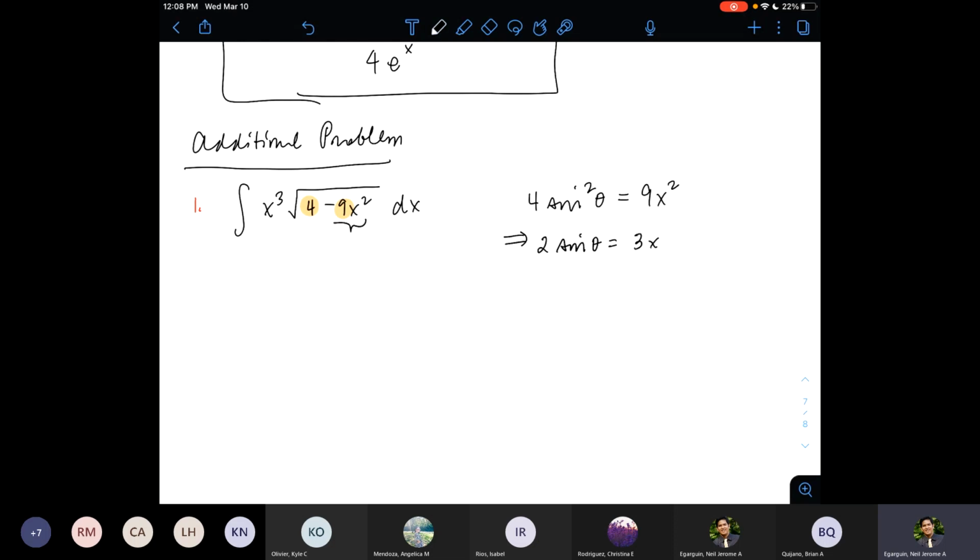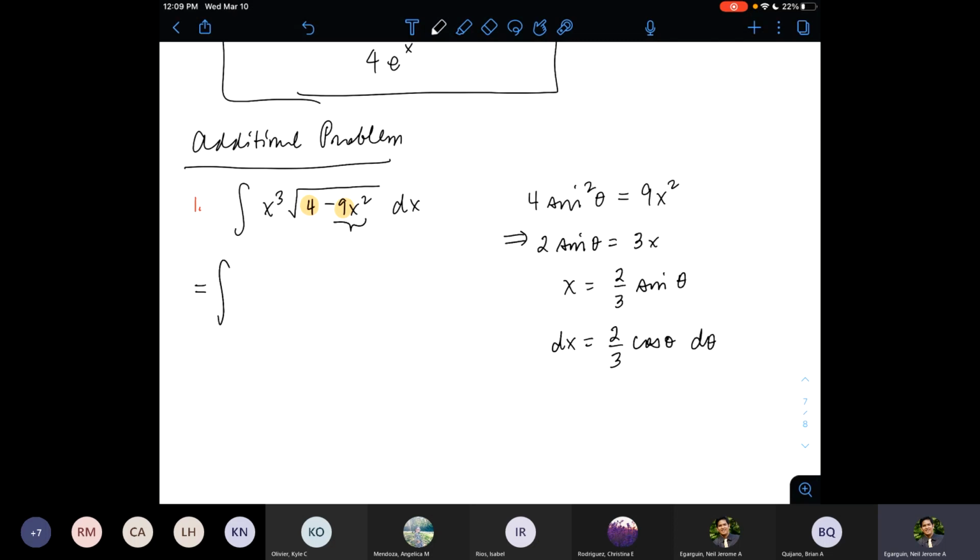So I just took the square root of both sides and then divided both sides by 3, which tells us that x should be taken to be 2/3 sine of theta. And that would be our trig sub for this problem. And if that's the case, then dx will be 2/3 cosine theta d theta. I guess now we're ready to put this into play in the original integral.